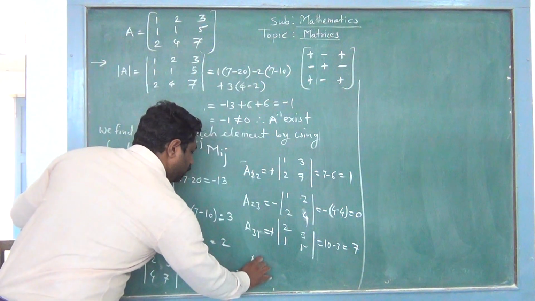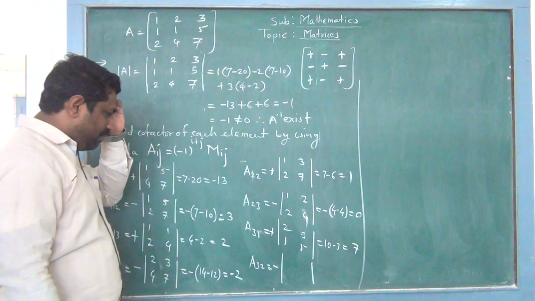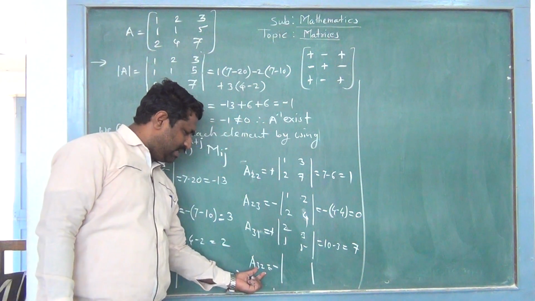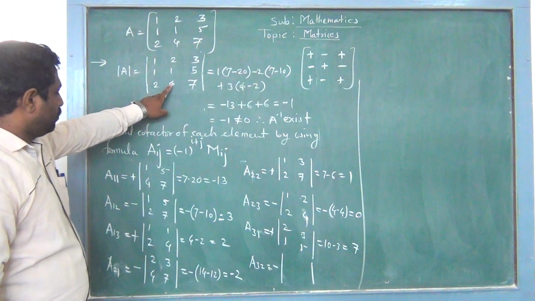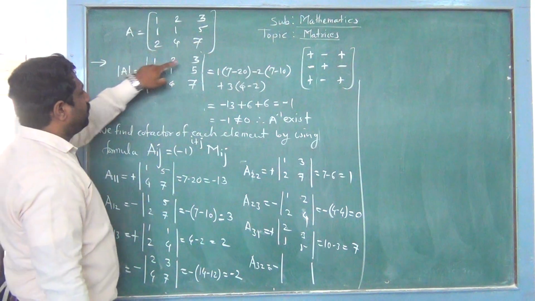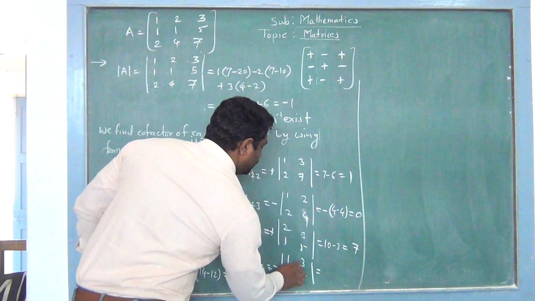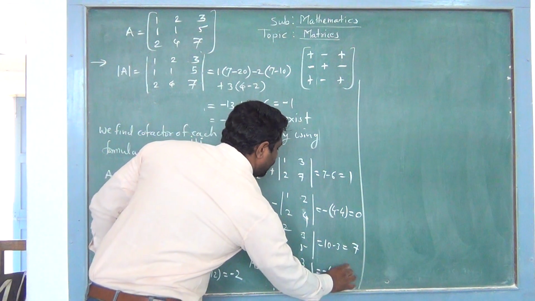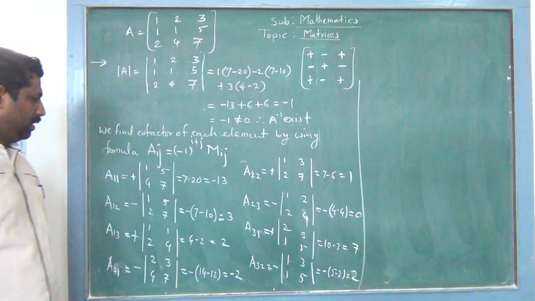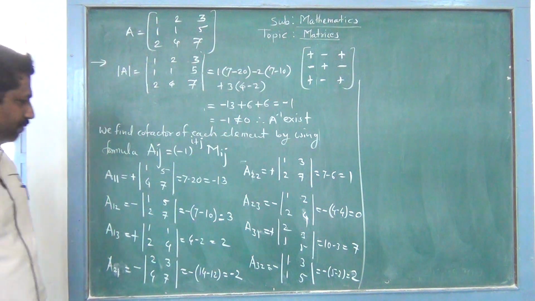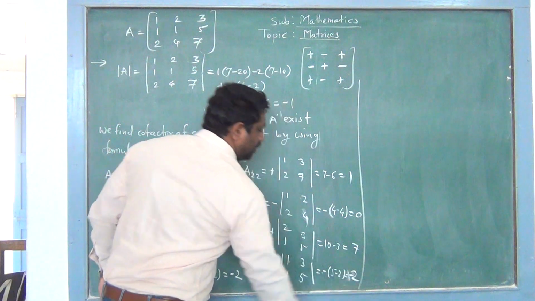Next, A32 has sign minus. Whenever the sum of the indices is odd, there is a minus sign. So deleting the third row and second column, we get 1 1 3 5, that is 5 minus 3, which is 2, and 2 into minus, so that is minus 2.